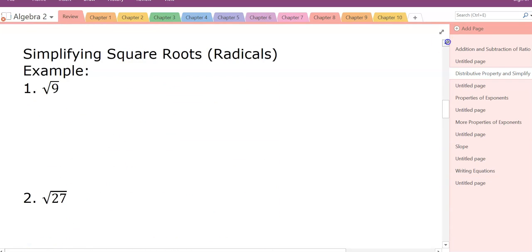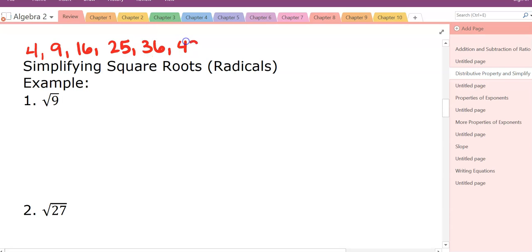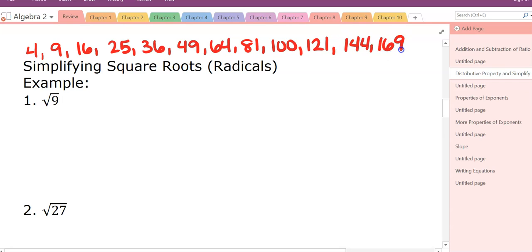When it comes to simplifying square roots, we should consider the list of perfect squares. So this is a decent list that's going to get you started when you're trying to simplify something. If you already have one of these numbers underneath the square root sign, those are the easy ones to do because they're going to get you a nice whole number. Like number 1, the square root of 9 is going to be equal to 3.